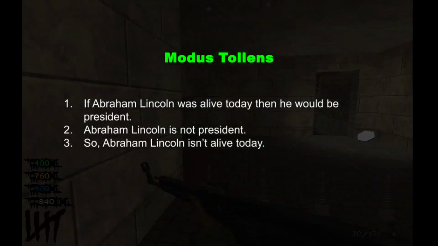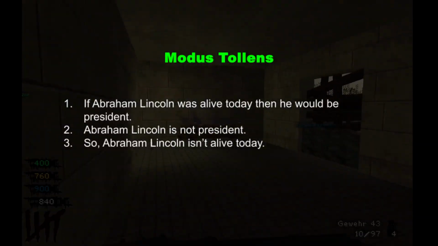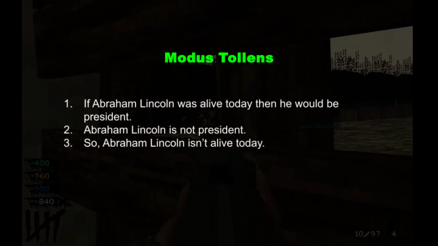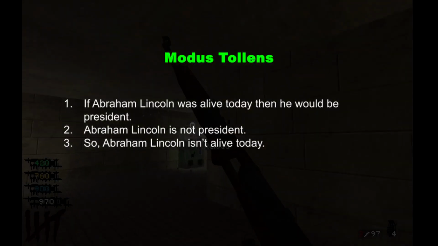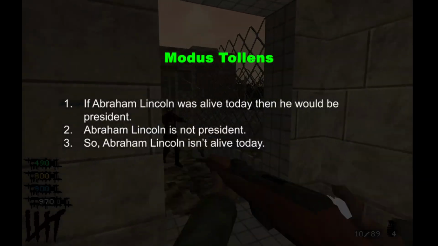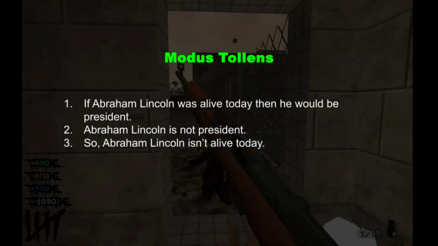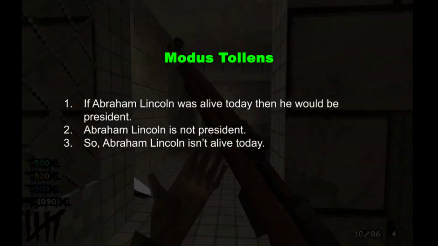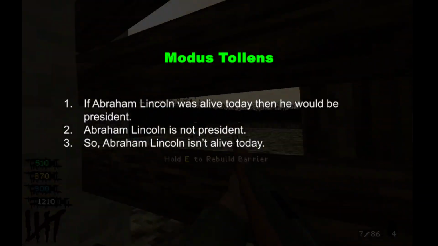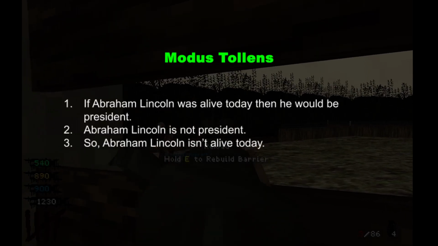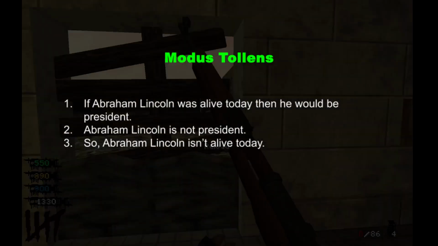This is another structure of argument that's called a modus tollens. The way this works is that you're going to have some conditional, and then you're going to deny the consequent. And then from there, you're going to deny the antecedent. In this case, the conditional is the first premise. Here the antecedent is "Abraham Lincoln is alive today," and the consequent is "Abraham Lincoln is president."